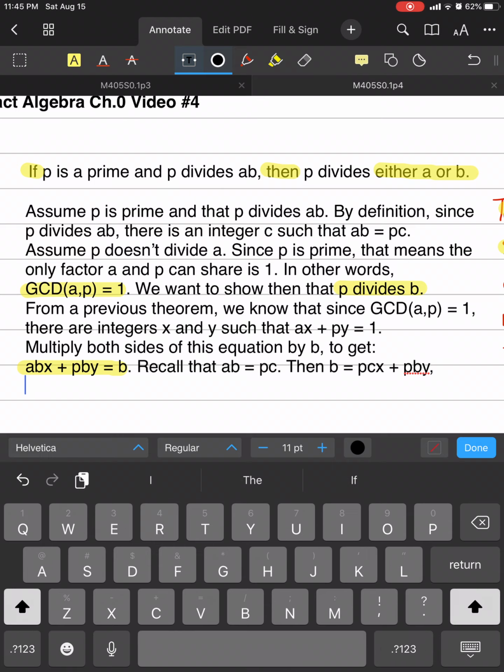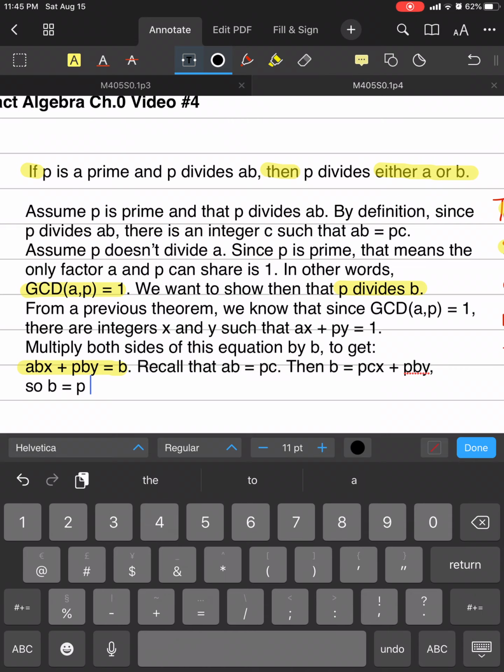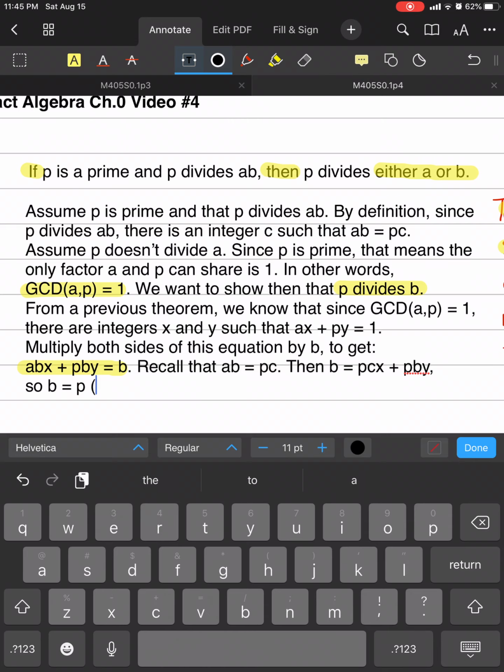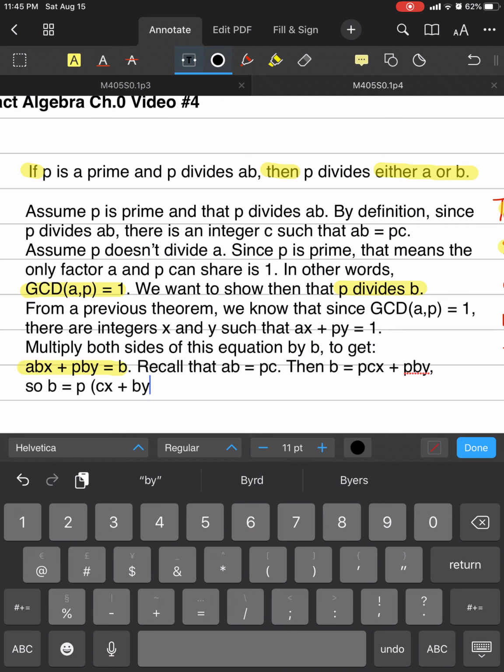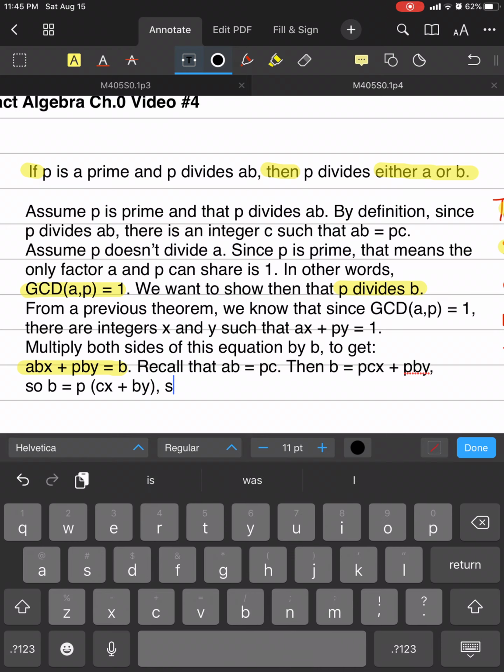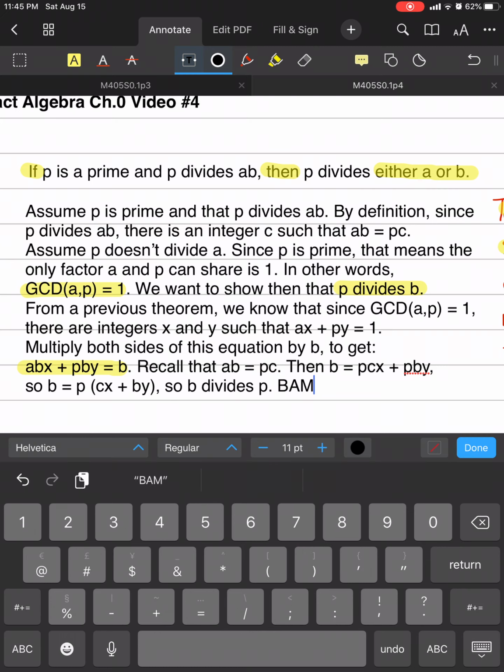So we're almost there. So B equals P times, parentheses, CX plus BY. So P divides B, and we're done. Bam.